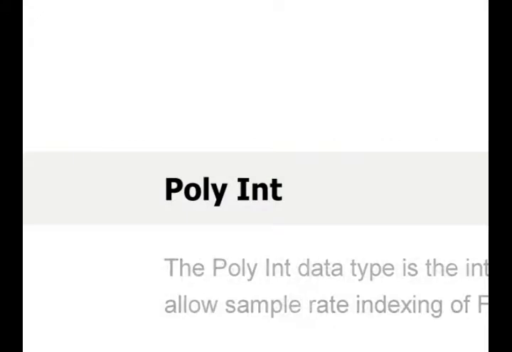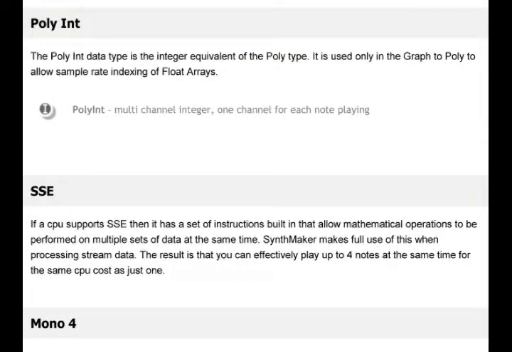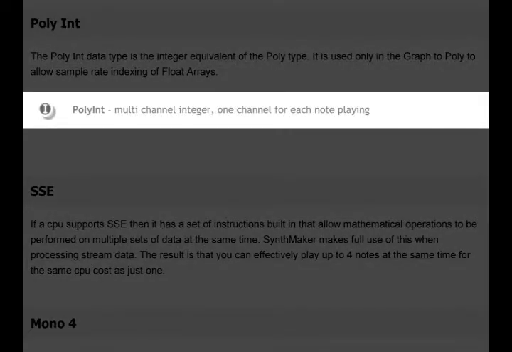Poly-int. The poly-int data type is the integer equivalent of the poly type. It is used only in the graph to poly to allow sample rate indexing of float arrays. Poly-int: multi-channel integer, one channel for each note playing.